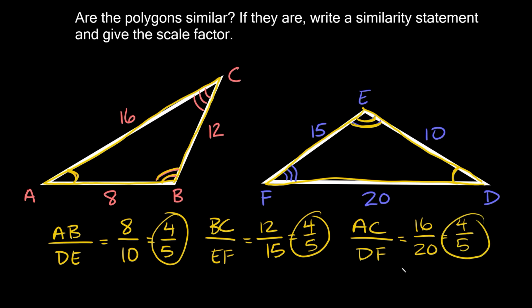All right, cool. So since all three sides have the exact same scale factor, 4/5, then that means these two triangles are similar. So if we wanted to write a similarity statement, we could simply say that triangle ABC is similar to triangle DEF. And they have a scale factor, again, of 4/5.